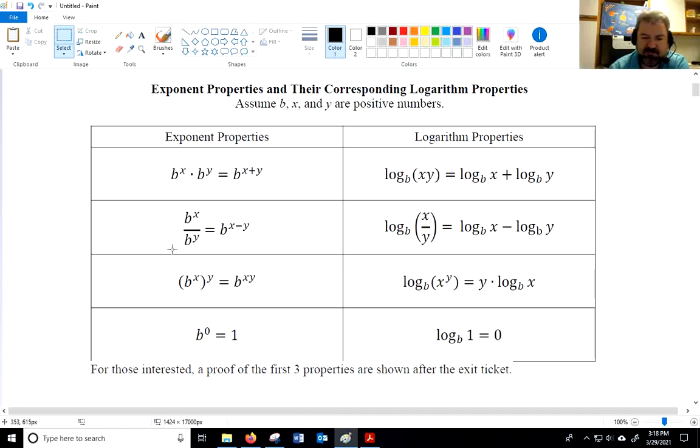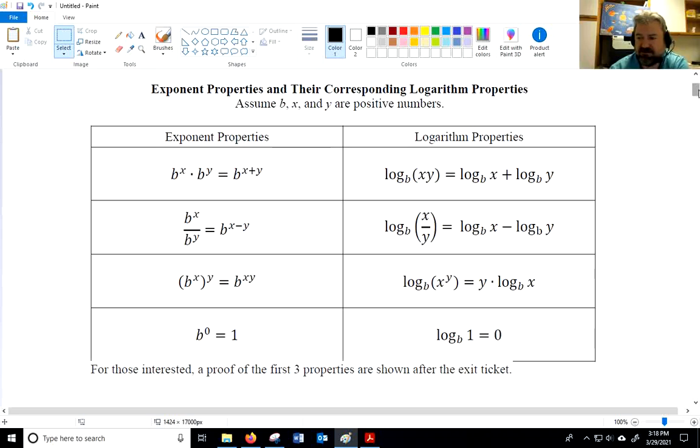Likewise, when the bases are divided, you get to subtract the exponents. If we have division inside a logarithm, we can split it up and subtract the logarithms. Power to a power we multiply. Well, with a logarithm, if you have an exponent inside a logarithm expression, you can actually bring it down in front and multiply it times the logarithm. That's a very useful property. And lastly, remember that b to the 0 is 1, so it makes sense that log base b of 1 must equal 0.